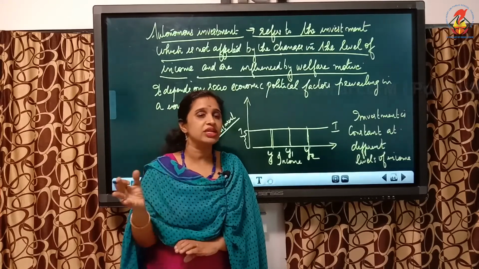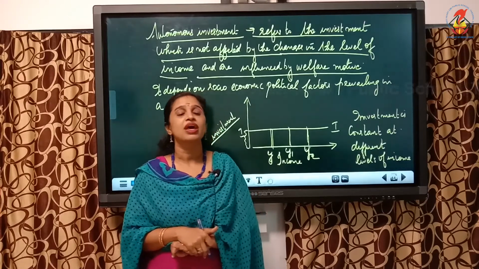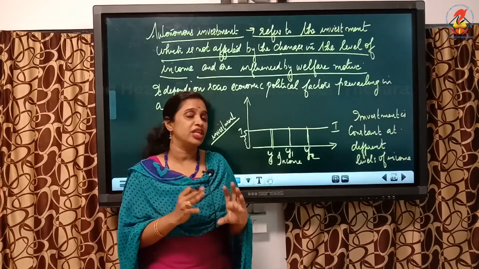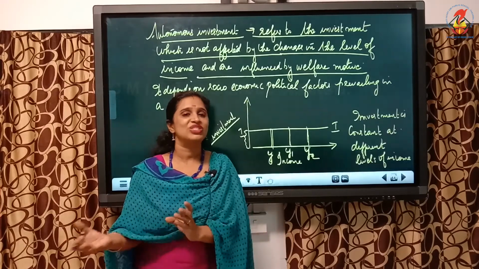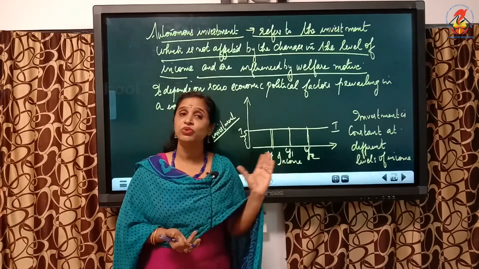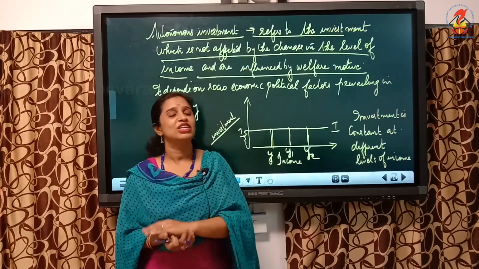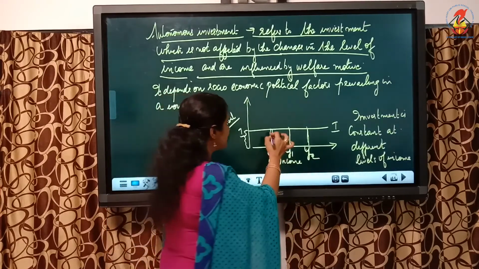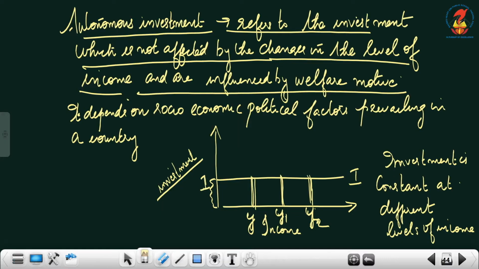So what is the basic difference between induced investment and autonomous investment? Induced investment is undertaken by the private entrepreneurs, whereas autonomous investment is undertaken by the government. Induced investment is profit motive and autonomous investment is welfare motive. So you can find that at every level of income, investment remains the same.